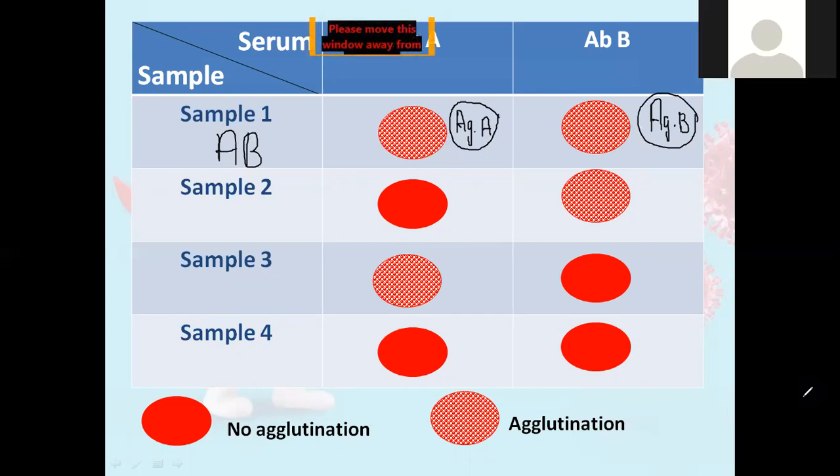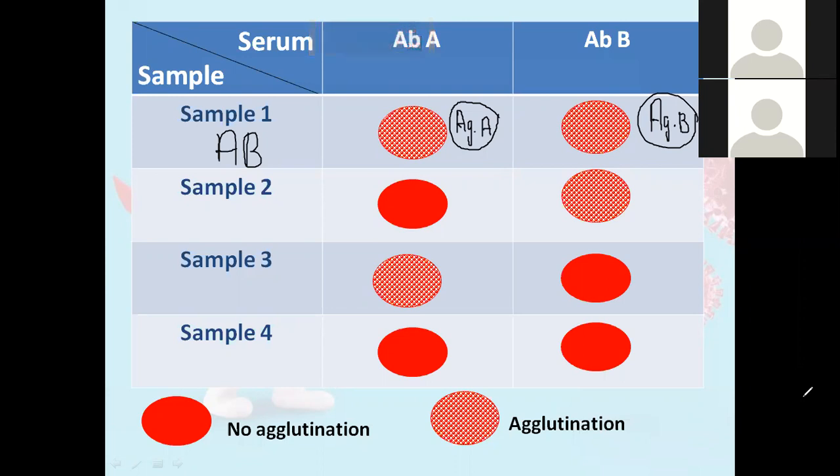Okay, second sample, sample 2. We added antibody A to sample 2, and there's no agglutination. So do we have antigen A or not? No, there's no antigen A. While when we add antibody B, there is agglutination. So we have only antigen B. What is the blood group of this sample? Blood group B.